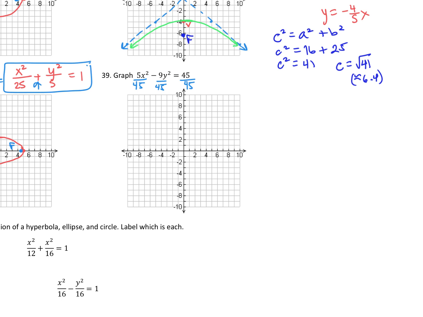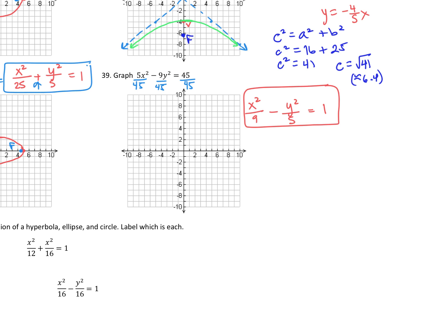5x squared over 45. This 5 over 45 reduces to 1 over 9, so that's going to be x squared over 9 minus, now this 9y squared over 45. 9 over 45 reduces to 1 over 5, so y squared over 5 equals that 45 divided by 45 is 1. All right, so this is the equation we're going to graph.